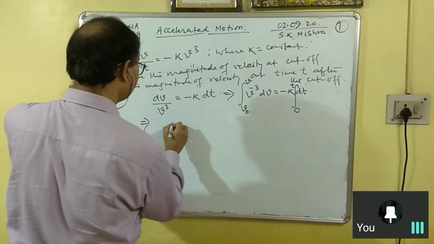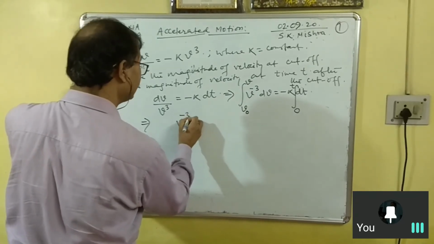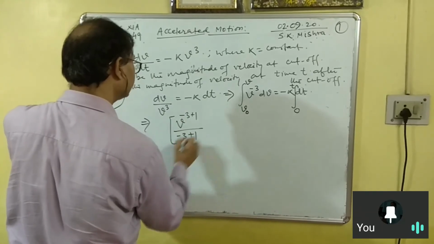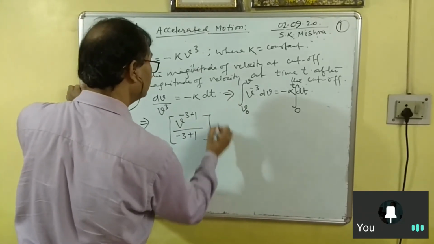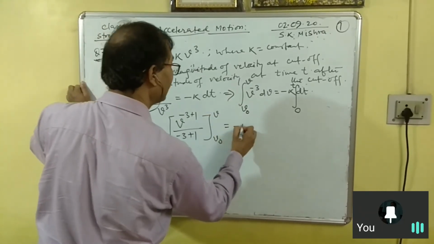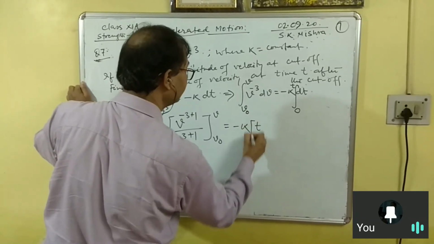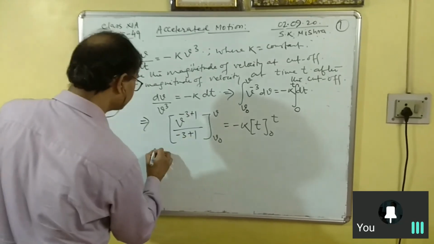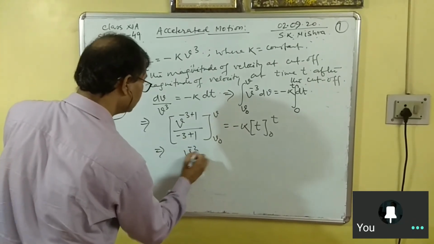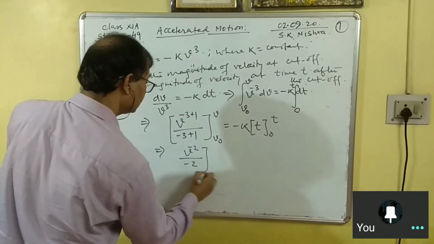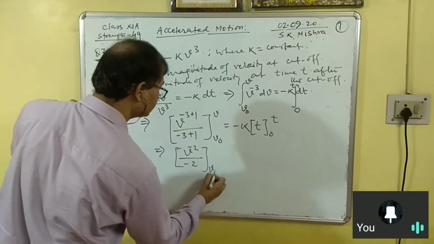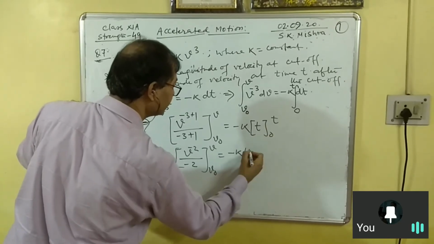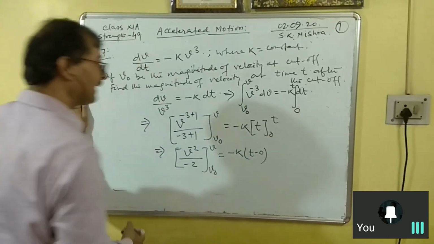So what is the way to integrate? v raised to minus 3 plus 1 by minus 3 plus 1, limit is v naught to v. And this side minus k, integration dt is t only, limit 0 to t. So this is v raised to minus 2 divided by minus 2, and the limit is v naught, v, and this side is minus k, and just put the limit, t minus 0. That is minus kt.